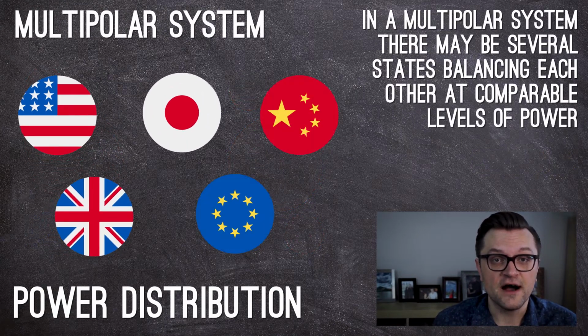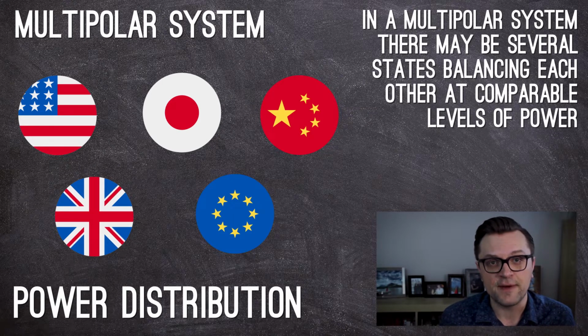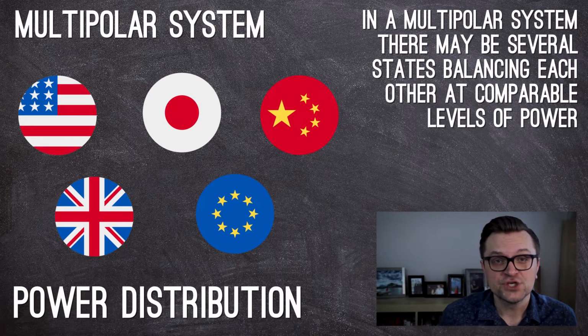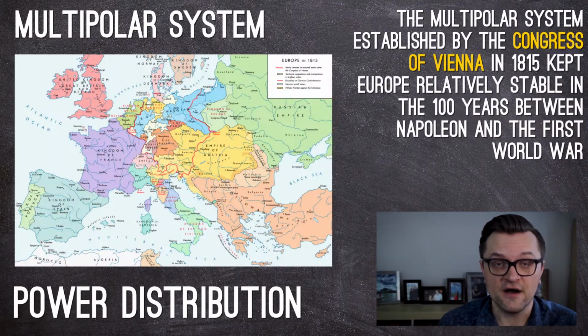The final form of power distribution is multipolar, with multiple states balancing each other at relatively comparable levels of power. Thinking in terms of economic power in the world today, you could argue that the United States, China, Japan, and the European Union's common market are currently operating as a multipolar global economic system. Another often used example is the Concert of Europe balance of power system, established in 1815 by the Congress of Vienna and lasting until the outbreak of the First World War.